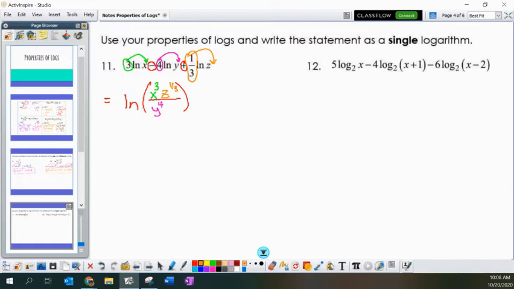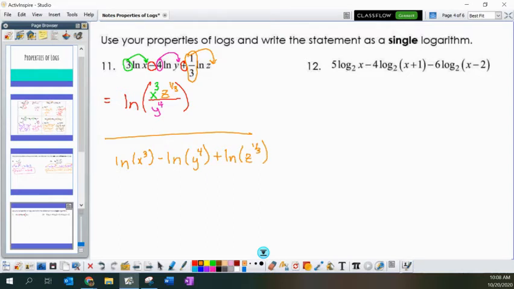If you wanted to take 2 steps to do that, if you wanted to show an extra step, I don't think it's bad to do that in one step. That's kind of the way I would do it. But if you wanted to show an extra step, we could have rather written it as the natural log of x cubed minus the natural log of y to the 4th plus the natural log of z to the 1/3.